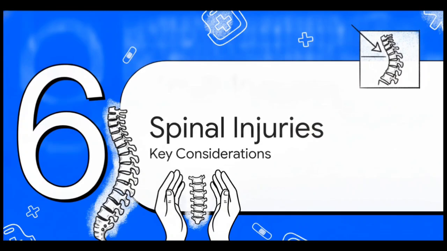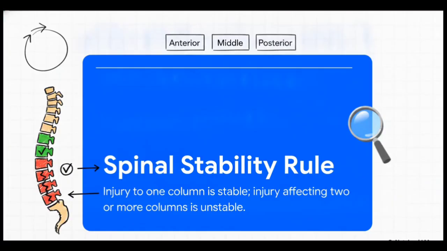Wrapping things up with Section 6, Spinal Injury Considerations. Let's look at the biomechanics of the spinal column. This 3-column model is absolutely crucial for instantly figuring out if a spinal fracture is mechanically stable or dangerously unstable. You've got the anterior, middle, and posterior columns. The rule is simple. An injury to just one column is generally stable, but if 2 or more columns are compromised, that spine is unstable.